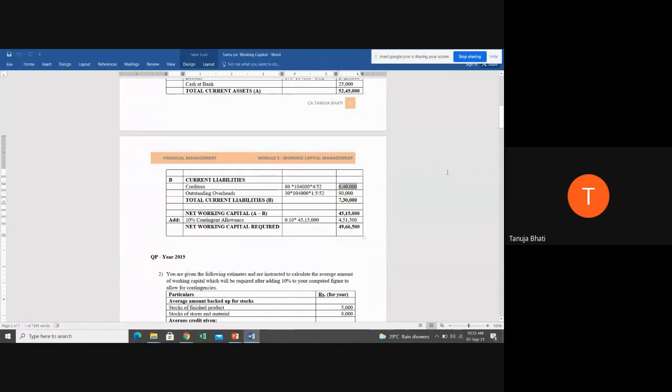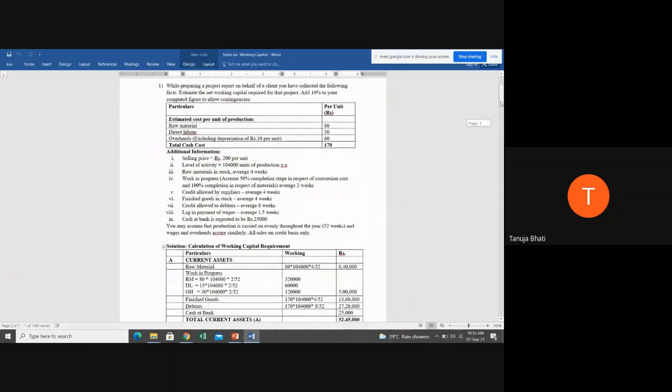Next you have to see is outstanding overheads. Now you tell me, students, to whom does a company give wages? What is the meaning of wages? Students, are you there? To whom are wages given? Labor. I couldn't hear you, what did you say? Labor. Very good.